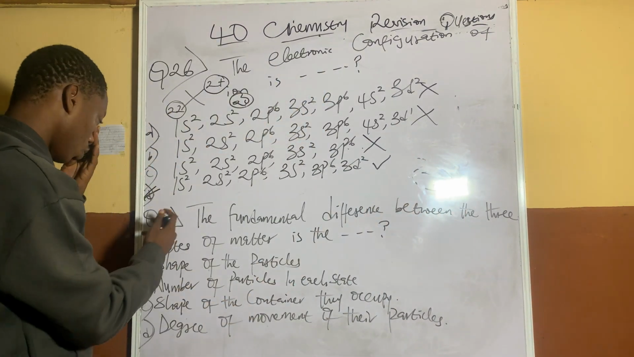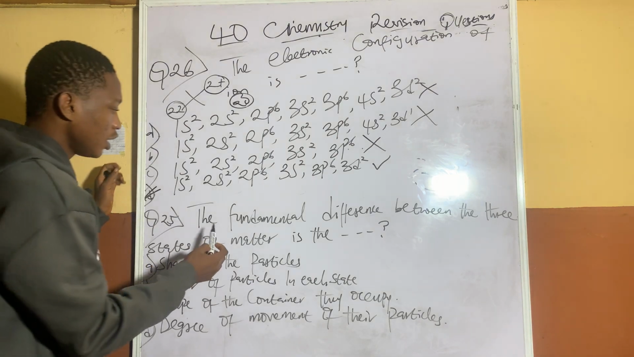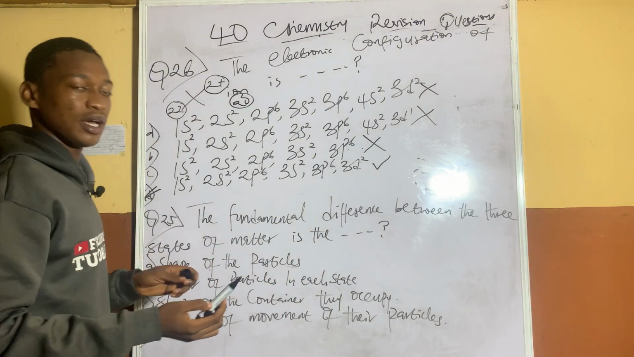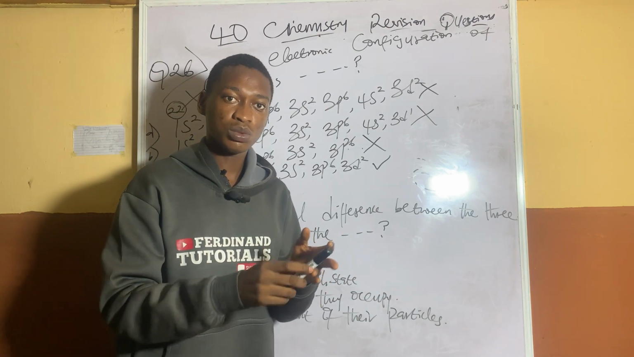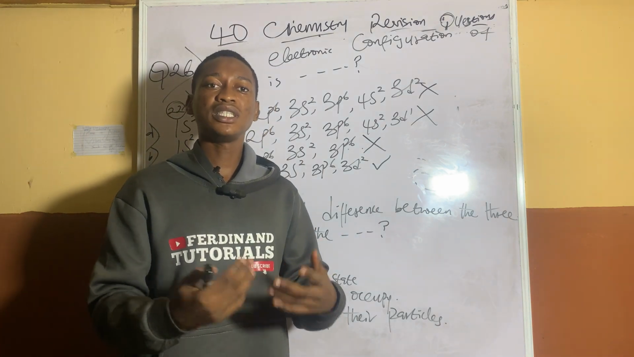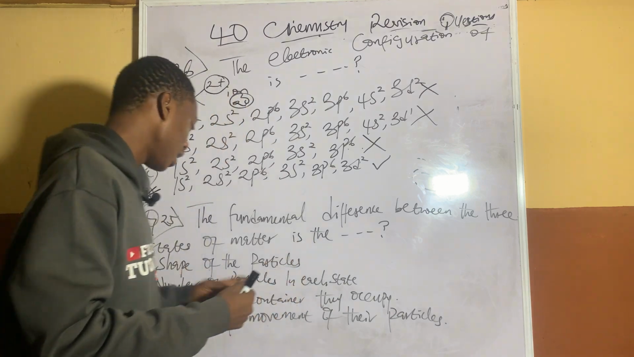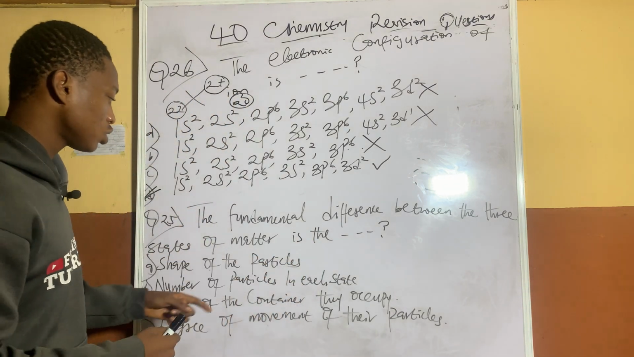Alright, so let's continue. Question 25. It says, the fundamental difference between the 3 states of matter is the dash. Now, there are 3 states of matter: solid, liquid, and gas. So what is the basic difference? What is the most important difference of these 3 states of matter? 1, is it the shape of the particles? No.